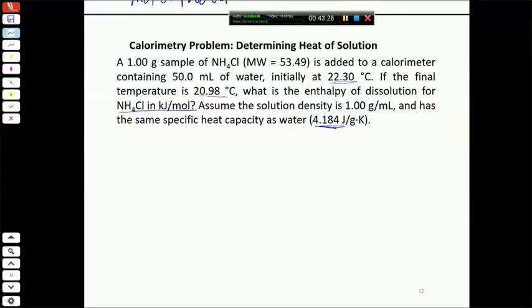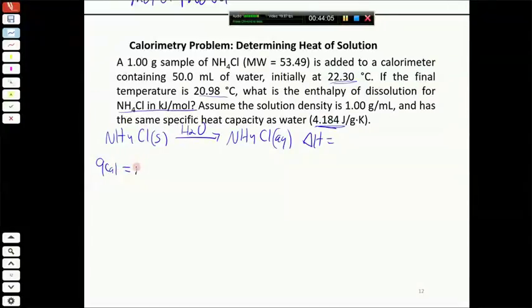So the process we're measuring here is taking solid ammonium chloride, adding it to water, and dissolving it to make aqueous ammonium chloride. And we just want to know what is the delta H for this process when this solid ionic compound dissolves and separates in water to its constituent ions, NH4 plus and Cl minus. And we're going to use the calorimetry data to help us do that. Okay? So as I said, the first thing we want to do in a calorimetry problem is measure or calculate the heat of the calorimeter itself.